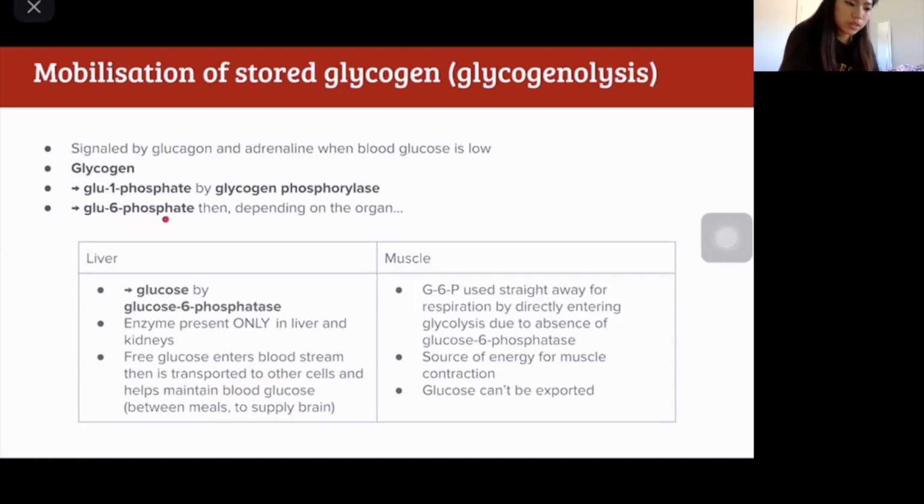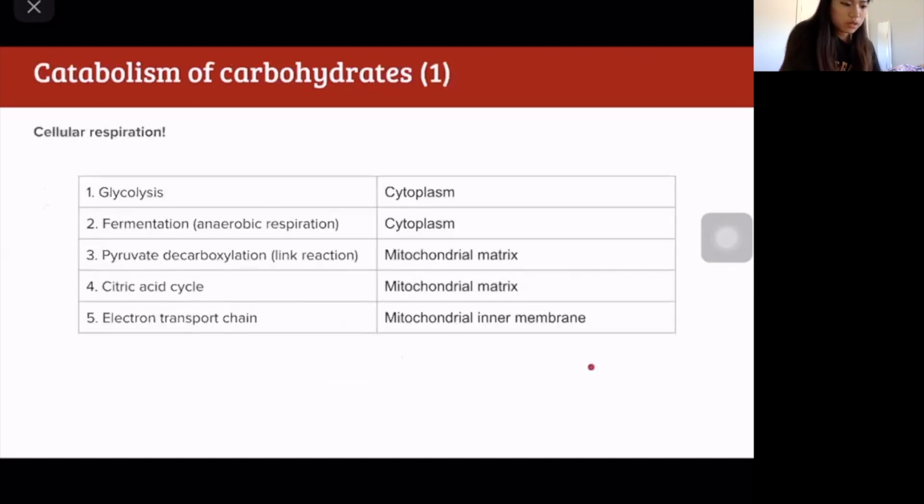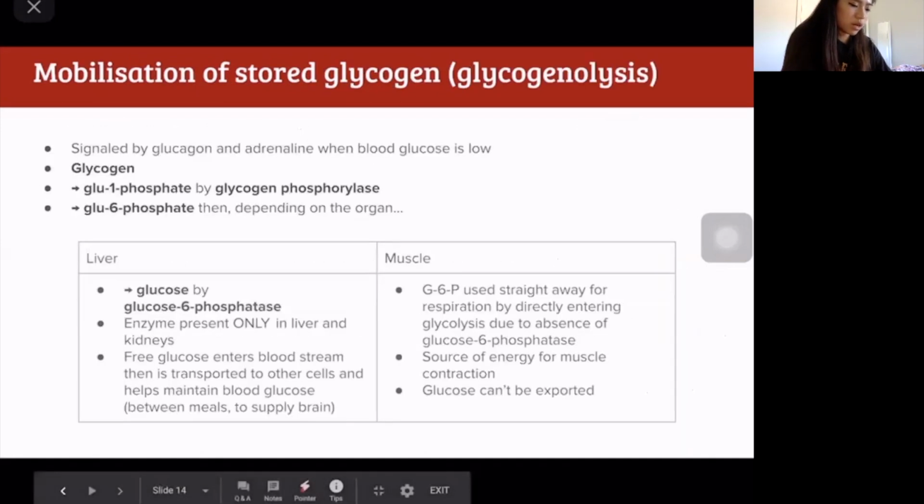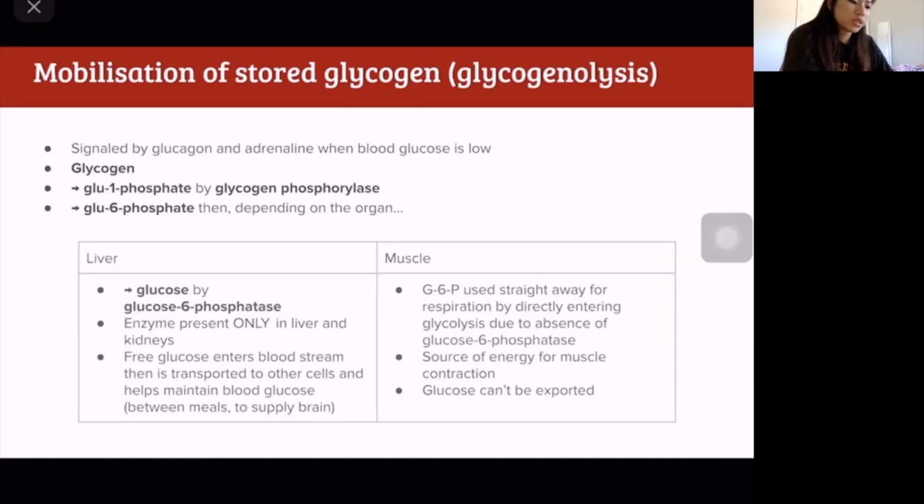It directly enters glycolysis and is used as an energy source in your muscle. This is because there is no enzyme, glucose 6-phosphatase, in your muscles. And so therefore this glucose is used right away and can't be exported to anywhere else in your body.